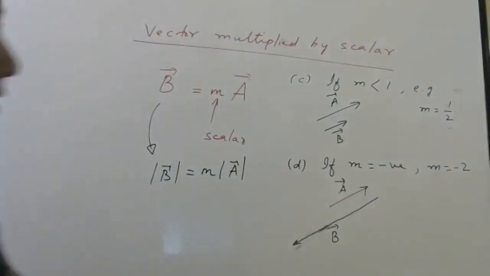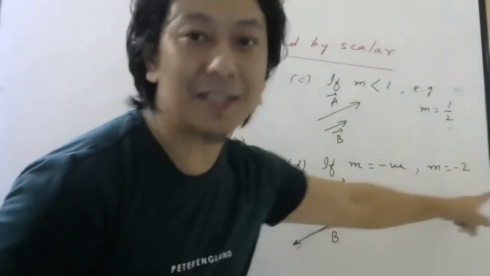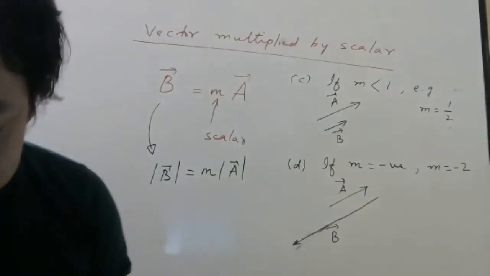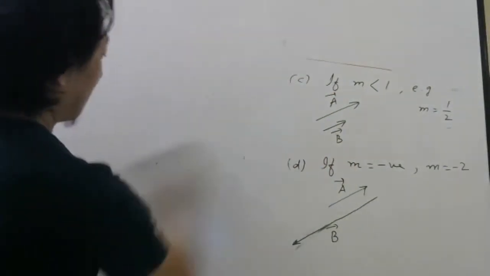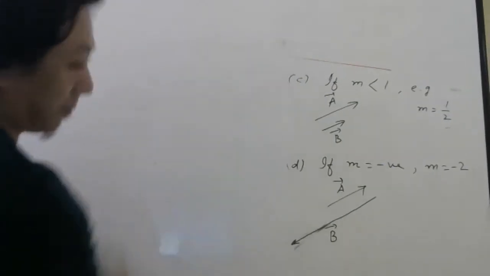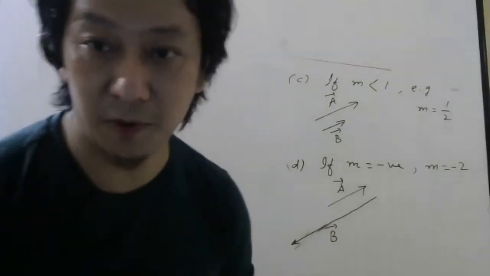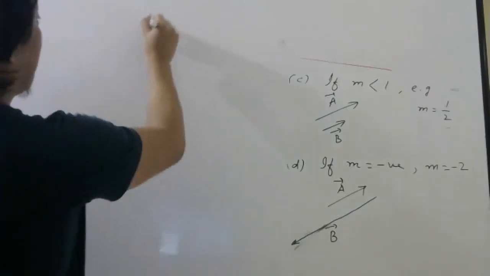So I hope you can now try for if M is -half. You can try yourself, okay? So many things we have learned for today. So let me just recap. Let me just rewind and then we'll stop for today. Okay, so let us just rewind.